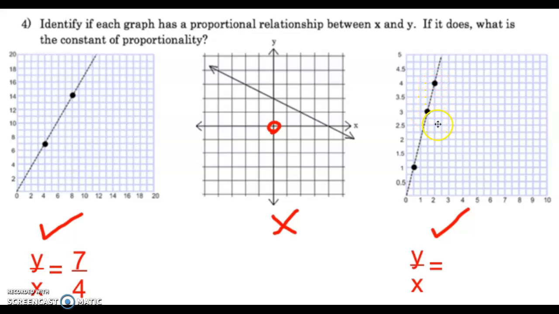Our last one, if I follow it down, we're at 2 on the x-axis, and let's check out the y, and we're at 4. So a little bit more friendly numbers to look at, especially when we're thinking about the constant rate of change. So my rate is 4 to 2, which I can very easily simplify to a unit rate of 2 to 1.